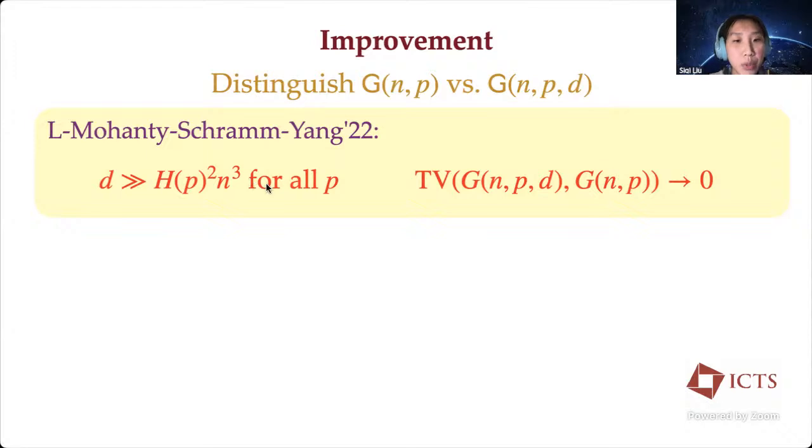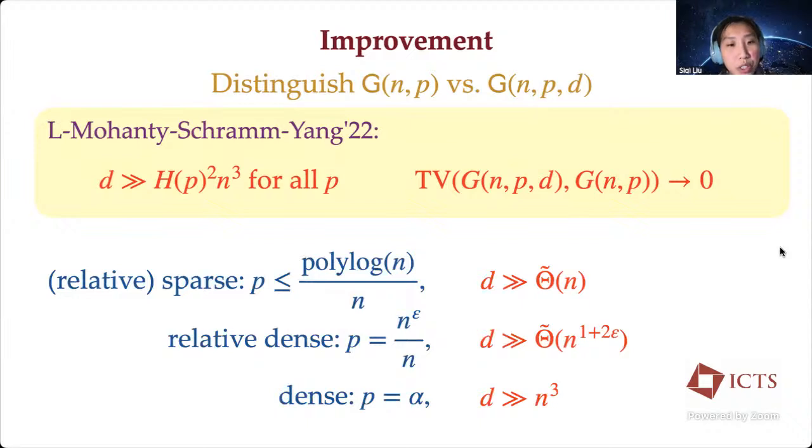h square n cube for all choices of p. In particular, if we look at different density regimes of p, in the relatively sparse regime we improved it from n to the 3/2 to n. And we also basically shaved a square root of n in the sparse case and the relatively dense case. But I think what's more interesting is that we were able to do an even better improvement when p is really sparse, when p is really small.